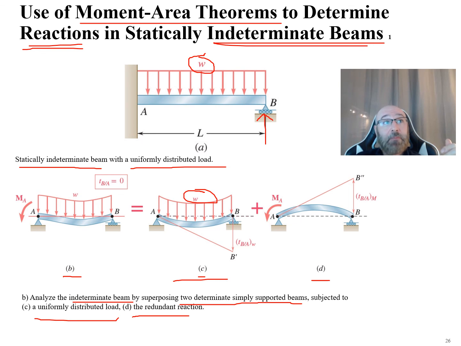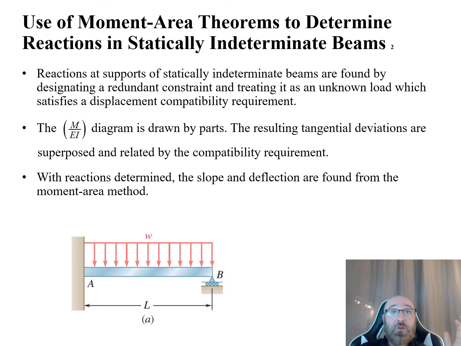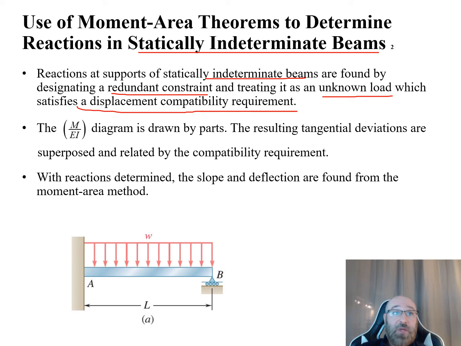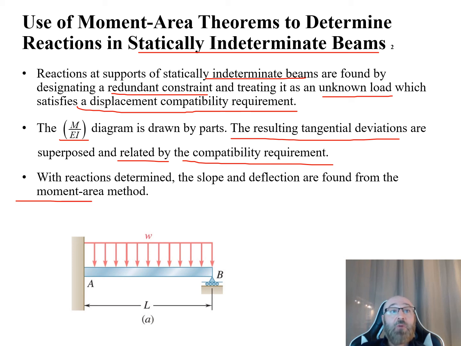So looking at the details of how we do this to determine the reactions for the statically indeterminate beams, what we can see here is the reactions at the supports of the statically indeterminate beams are found by designating a redundant constraint and treating it as an unknown load, which satisfies the displacement compatibility requirement. So then we can use this M over EI diagram, drawn in parts. The resulting tangential deviations are superimposed and related by the compatibility requirement. Now with the reactions determined, the slope and deflection are found from the moment area method.